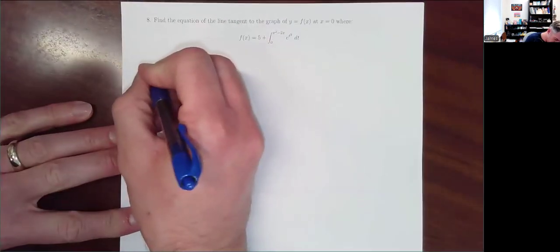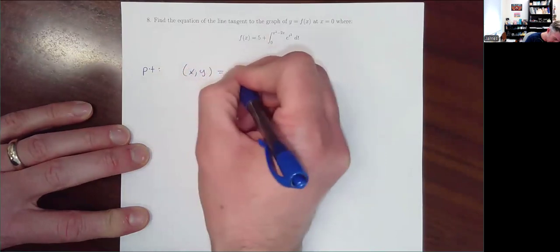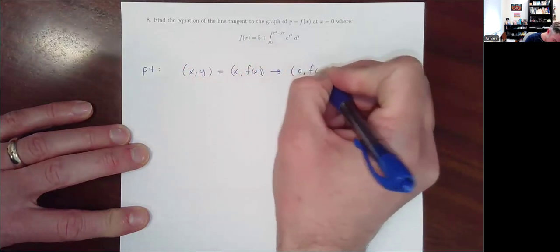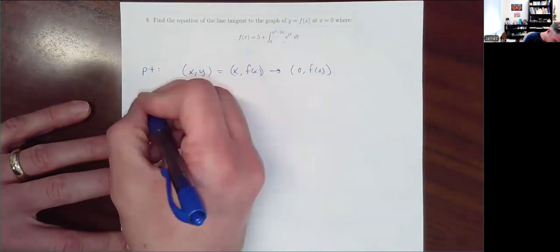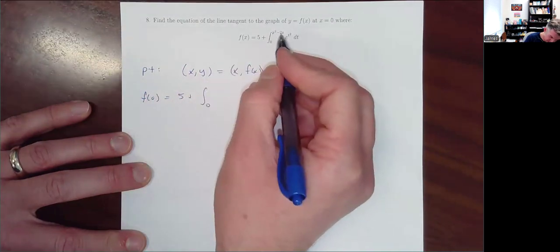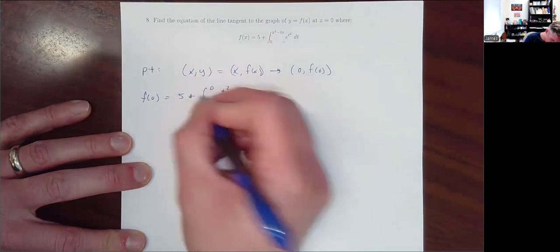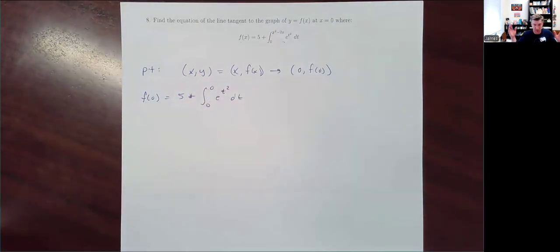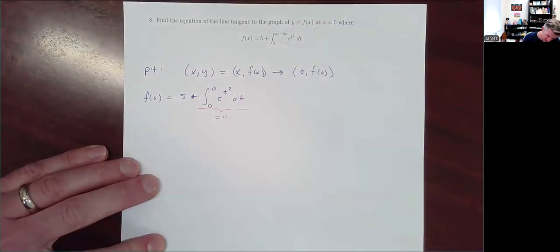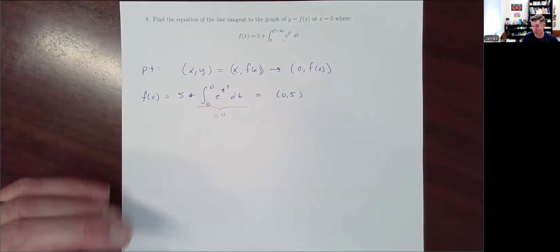So the point is going to be x comma y, or x comma f of x, but we're plugging in 0. So we're going to get 0 comma f of 0. F of 0 is going to be 5 plus the integral from 0 to 0 squared minus 2 times 0, which is 0, of e to the t squared dt. But the integral from 0 to 0, since you don't have any width along the x-axis, that has to be 0. So f of 0 is just 5. So that's the point. It happens to also be the y-intercept, which is kind of nice.